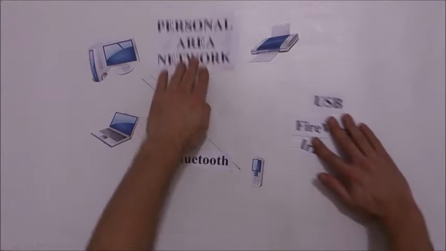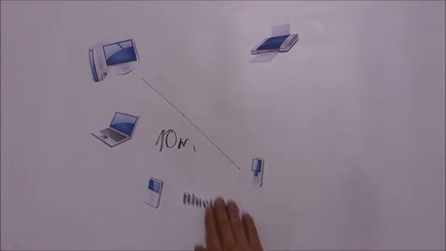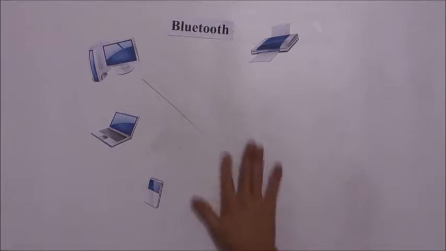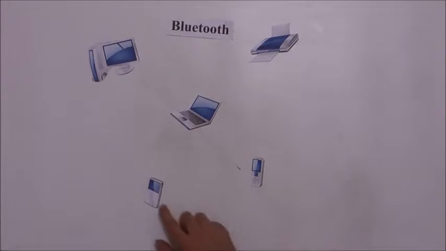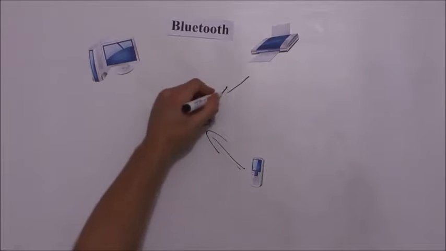Now, let's have a look at how communication functions within PAN. As an example, we can use the most common PAN technology, Bluetooth. Bluetooth Personal Area Network consists of one master device, which is in this case our laptop, and other slave devices which connect to this master device.